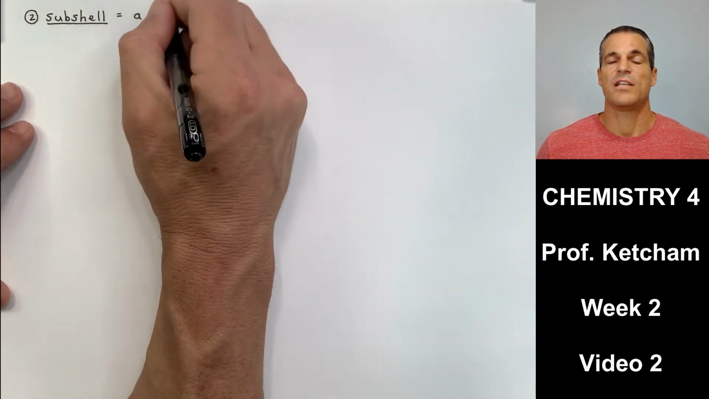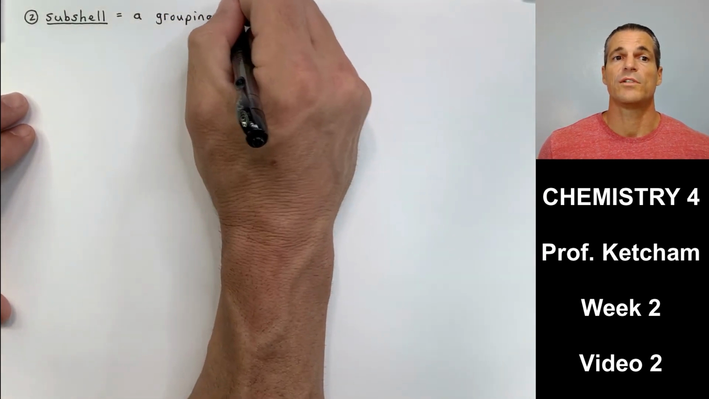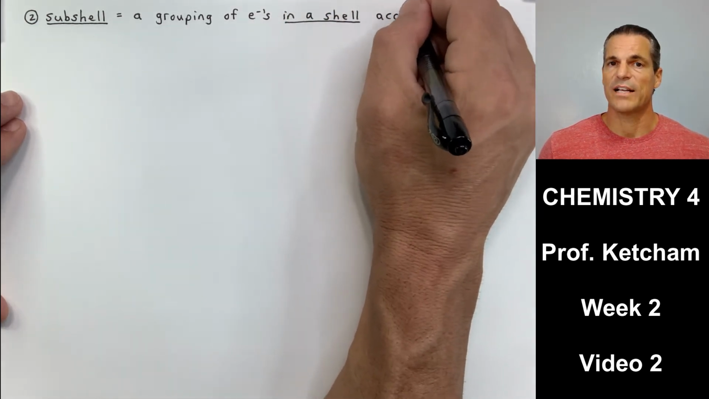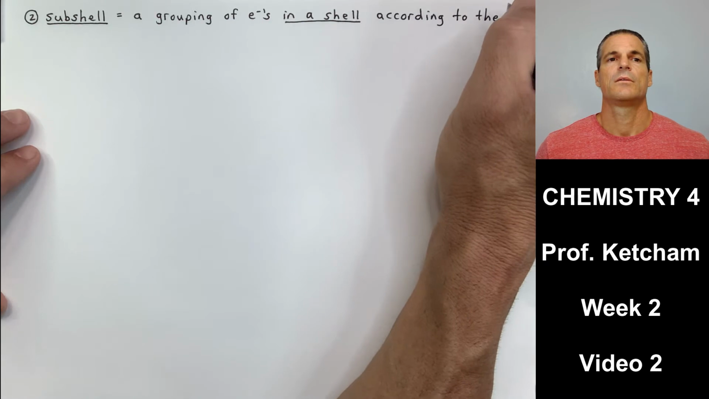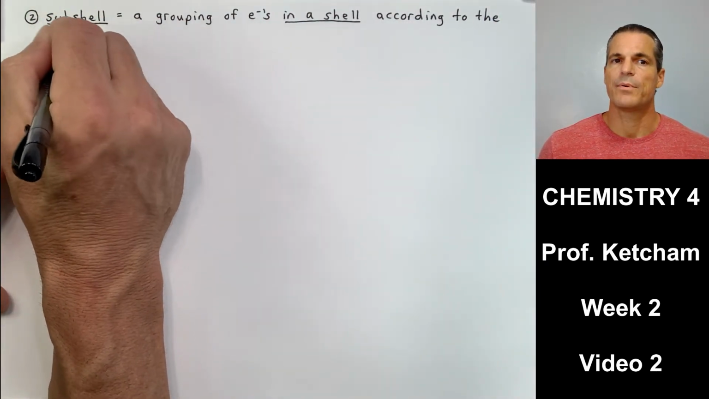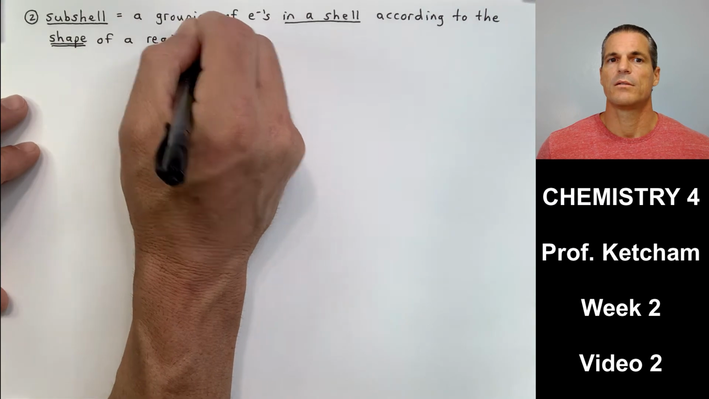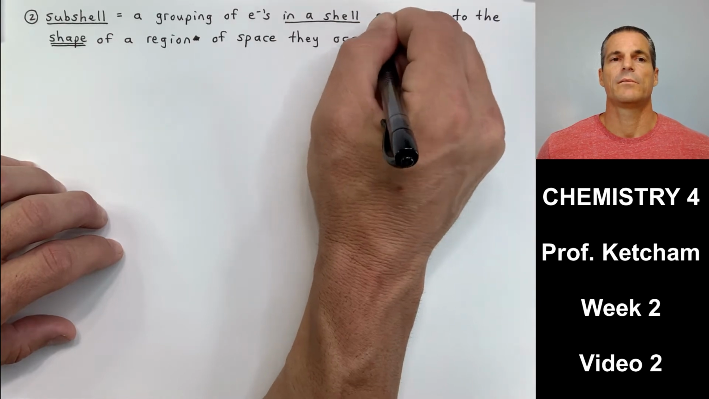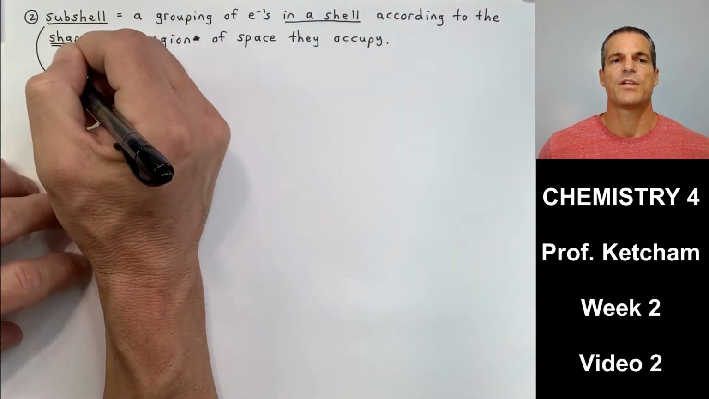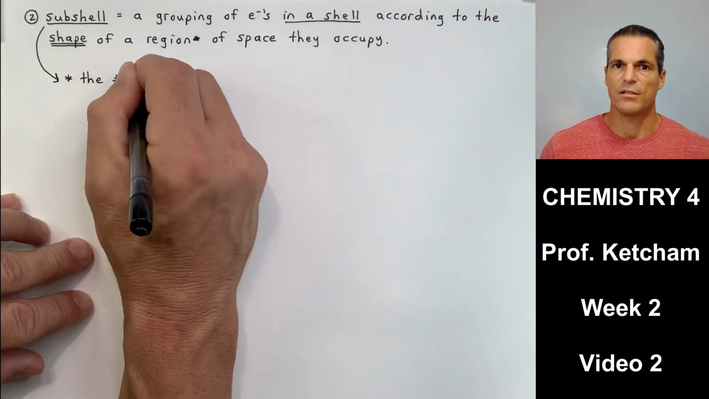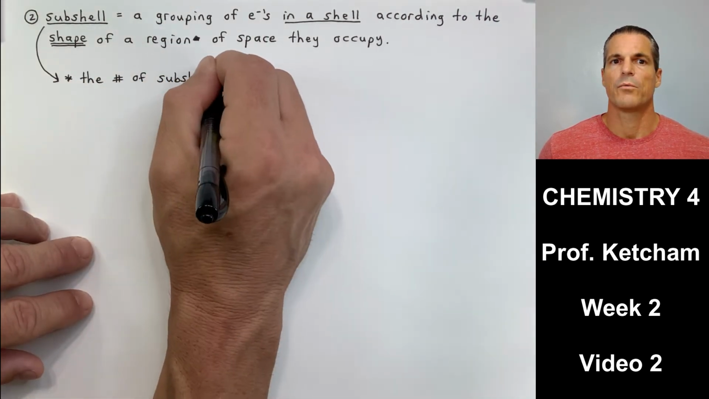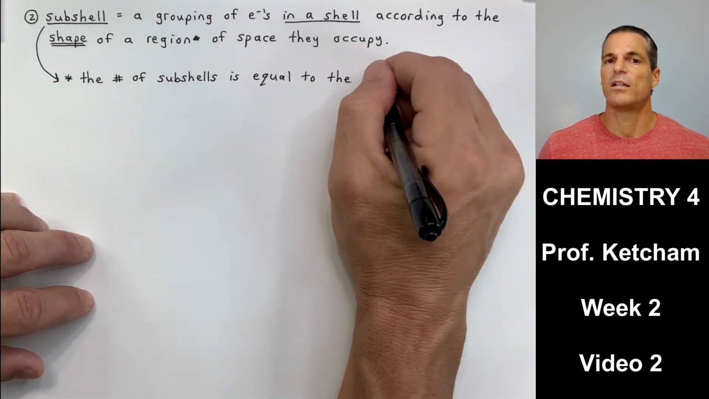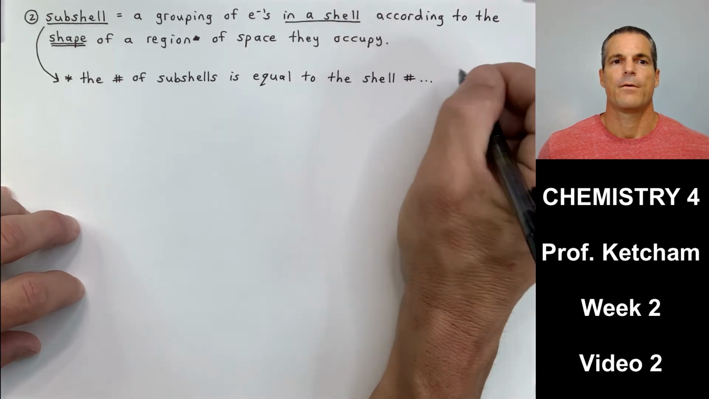So now we need to understand what the second new term means. Number 2 is subshell. A subshell is often referred to as a grouping of electrons in a shell according to the shape of a region of space that they occupy. So let me say that in real time here. Subshell: it's a grouping of electrons in a shell according to the shape of a region of space they occupy. So the number of subshells is equal to the shell number.